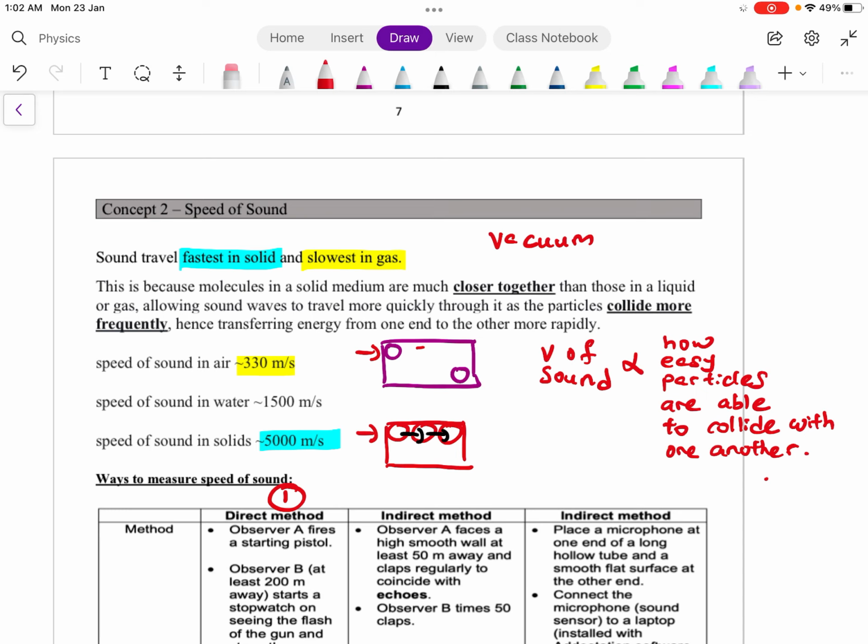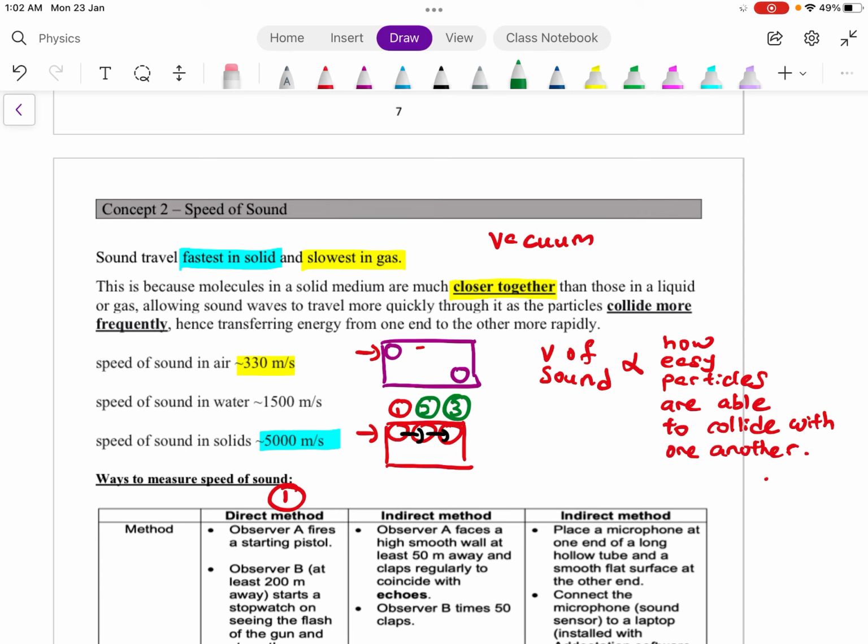Remember under the kinetic model, we know that for solids, the particles are very closely packed together. So for example, if I have a sound wave and this sound wave is going to disturb the very first particle right here, the first particle will of course vibrate parallel to the wave travel and collide with the second particle right here. So the second particle is going to collide with the third particle right here. So the collision is actually quite fast because they are very close together.